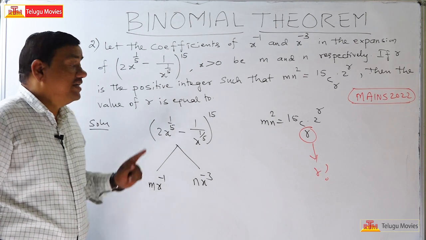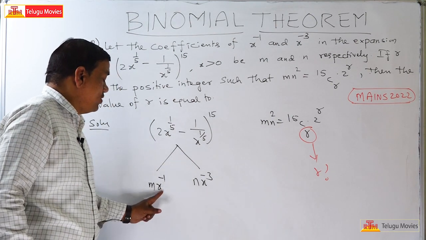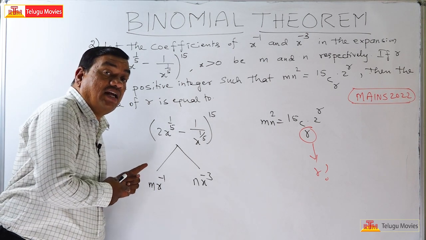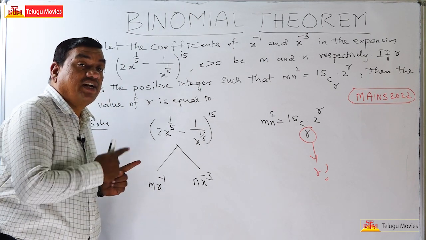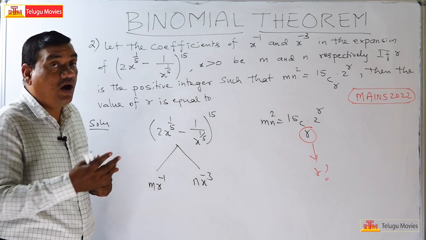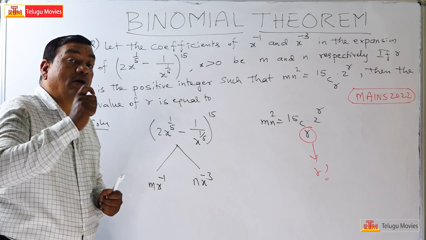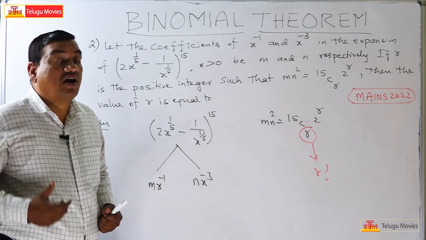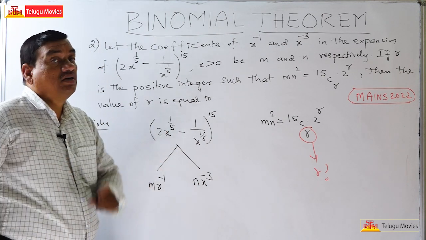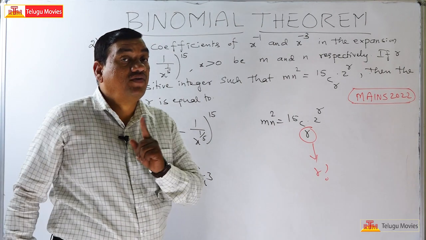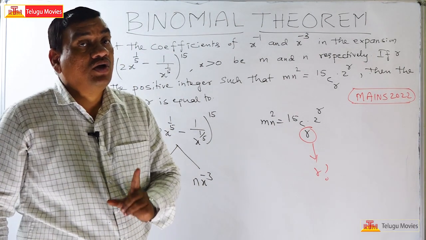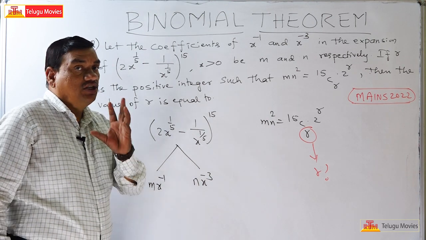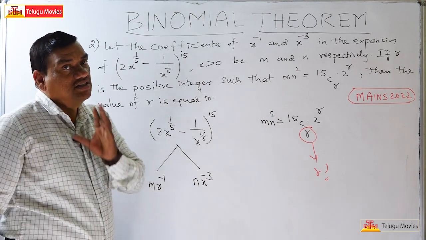But generally, to find the coefficient of x power minus 1 and x power minus 3, students will write the general term, that is T r plus 1 is equal to x to the power of n minus r into y to the power of r. And they will equate the power of x to minus 1 and minus 3. From there, you will get the r value. But without doing that, there is a short trick. You can find directly the r value in which you will get x power minus 1 and x power minus 3. Okay? So, there is a short direct formula.